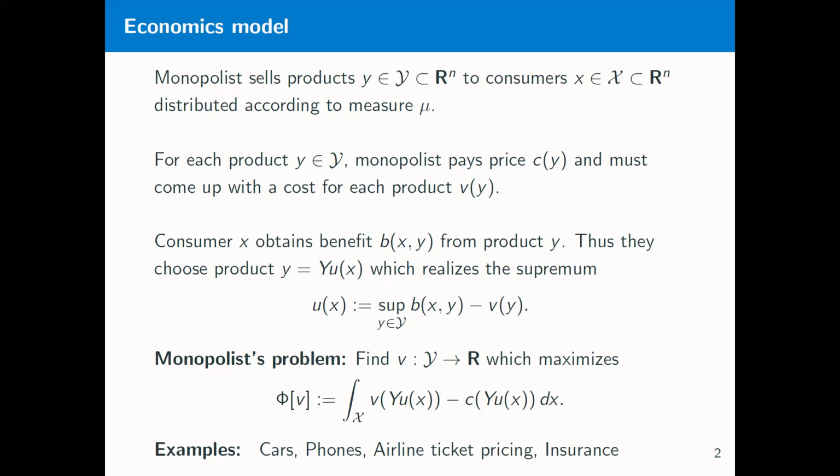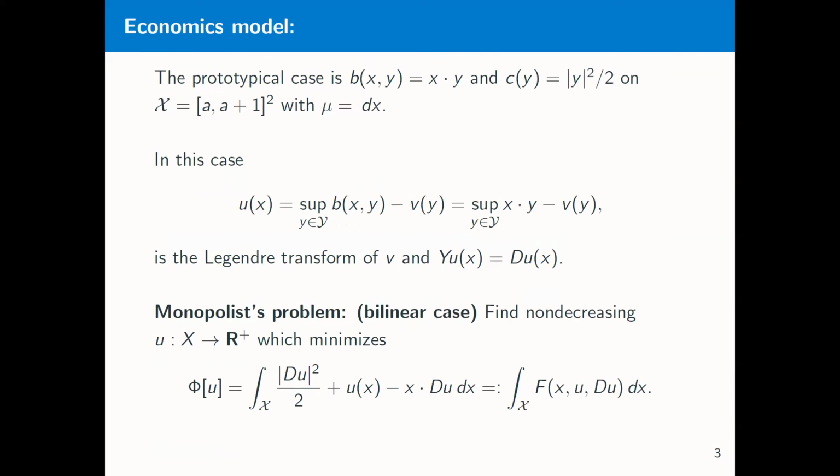And a key aspect of this model is the consumer gets to choose the product, and the monopolist gets to influence that choice by varying V. The monopolist's problem is to assign the prices, so choose V, that maximizes this functional. And this functional represents the price they obtain from selling at price V minus the cost that they pay for that product.